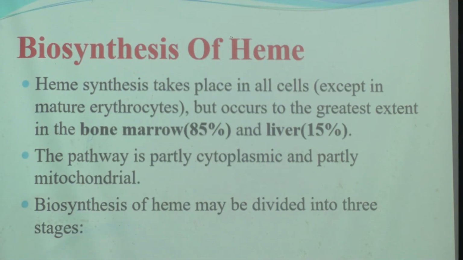Okay, although all the cells having mitochondria are able to produce heme, 85% of the heme synthesis in the human body occurs in bone marrow and the other 15% occurs in the liver. So, this heme synthesis can be divided into 3 specific stages.